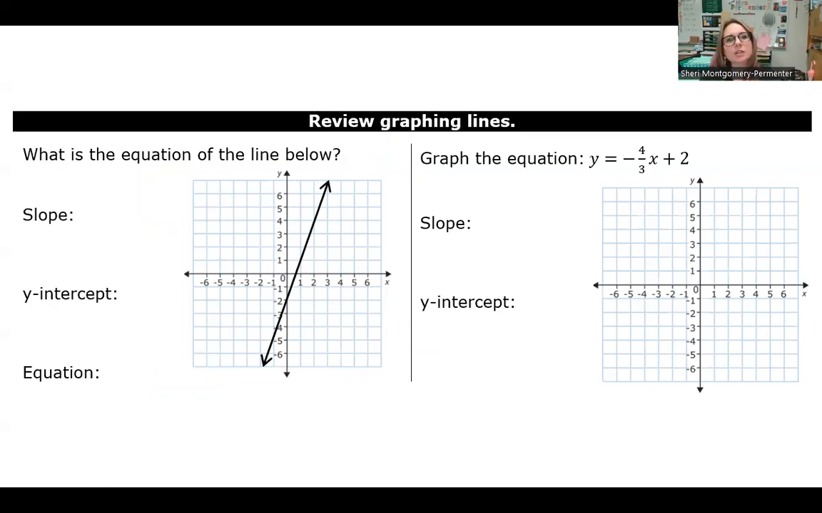So the first question on the left says, what's the equation of the line below? One way we can figure that out is by figuring out the slope and the y-intercept. So the y-intercept is where I would start. So you have to start wherever you cross the y-axis. So the y-intercept is -2. From there, you can figure out the slope. So you have to find another point where you cross exactly. So it looks like you cross exactly at 1, 1.